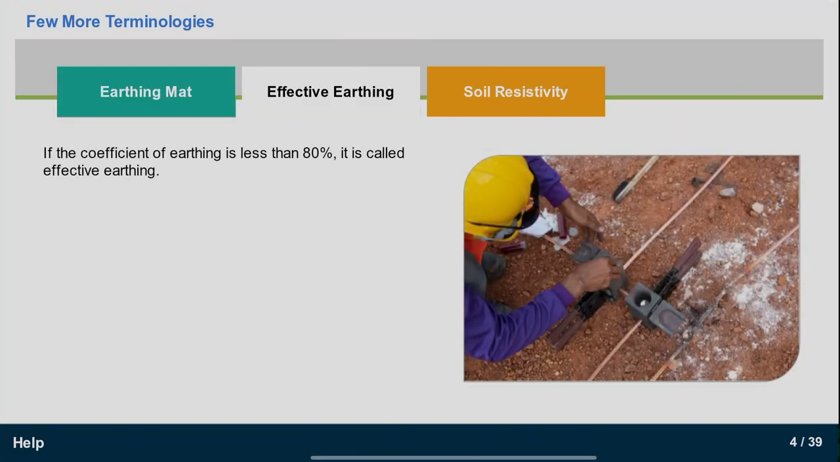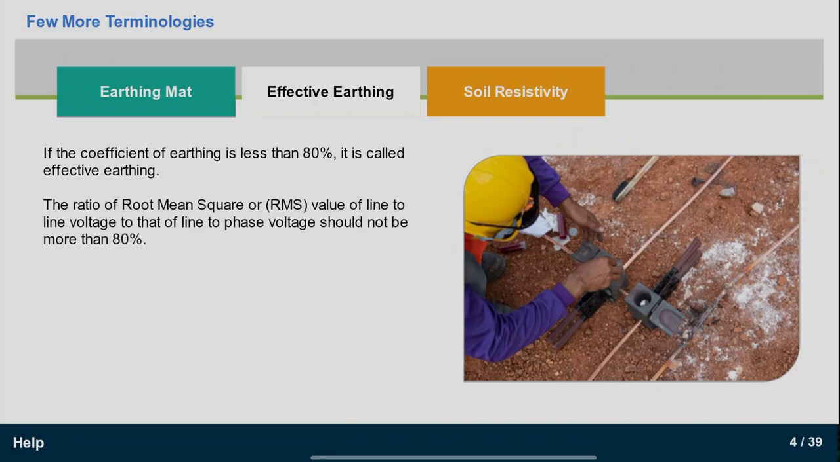If the coefficient of earthing is less than 80%, it is called effective earthing. The ratio of root mean square or RMS value of line-to-line voltage to that of line-to-phase voltage should not be more than 80%.